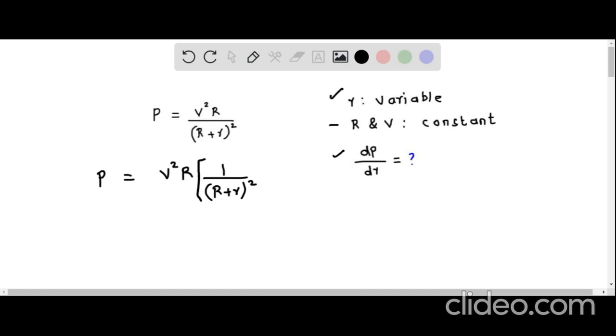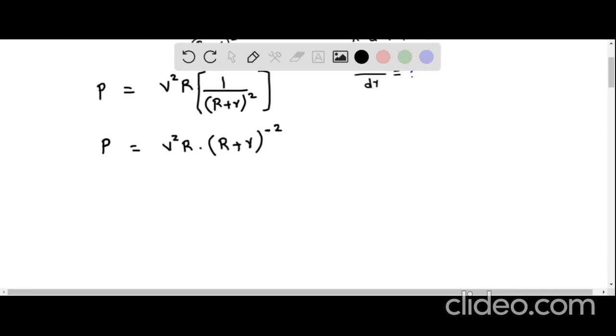So now we will focus on this expression. When we use the power rule, 1 over a squared can be written as a raised to the power of minus 2. Similarly, we can write this expression, 1 over (R plus r) quantity squared, as (R plus r) raised to the power of minus 2. So this is basically the expression p. Now we will find the derivative by differentiating both sides with respect to the lowercase r.